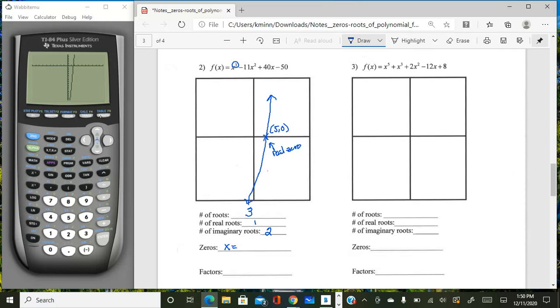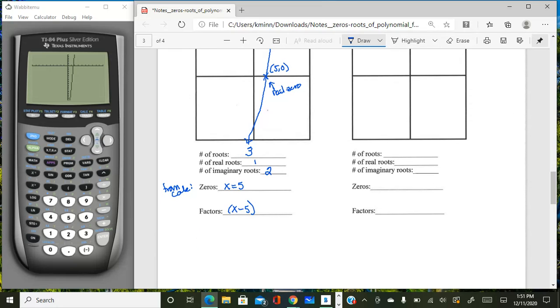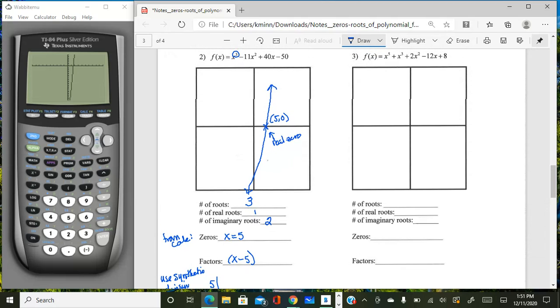So our zeros from our calculator, x is equal to 5. Right, again, we're getting this from the calculator. So our factors from that become x minus 5. We now use that 5 with synthetic division. Because we know x minus 5 is a factor, so when we do synthetic division with 5, we should get a remainder of 0 and then a polynomial to factor.